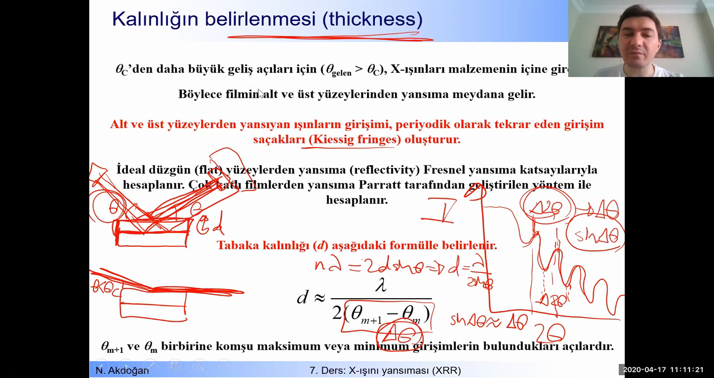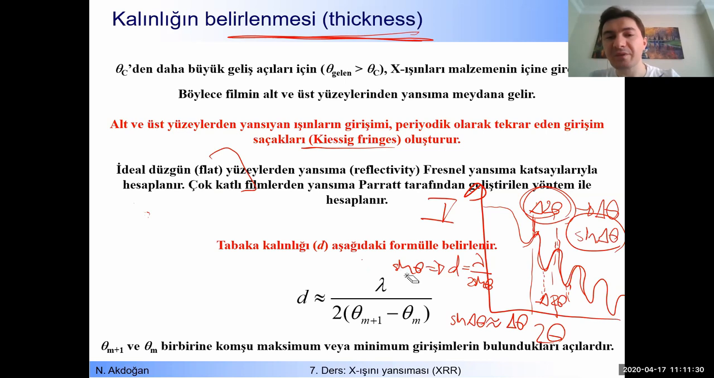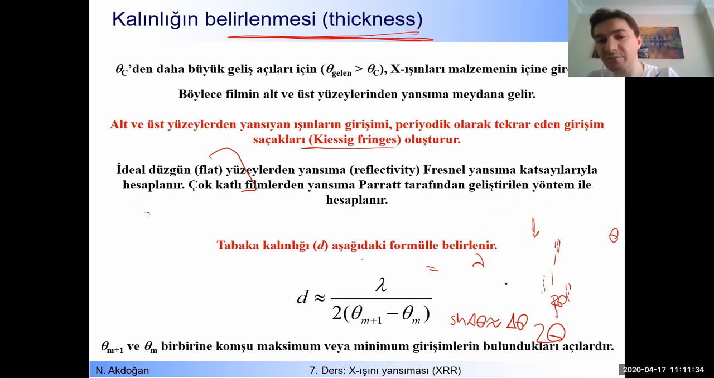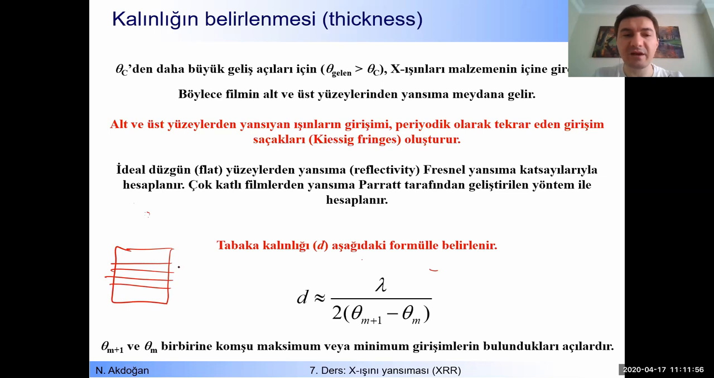If you are talking about a multi-layer system, then the situation becomes very complicated and it is not so easy to get the information of each layer in multi-layer systems by using that method. And in that case, we have to use Parratt formalism and computer-based programs, commercial or homemade programs based on the Parratt formalism. So if you have a multi-layer film here, okay, so we have n number of layers. By using the Parratt formalism and the commercial programs based on it, you can get the thickness of each layer by fitting or simulating the X-ray reflectivity curve. So this is the thickness determination from the X-ray reflectivity measurements.